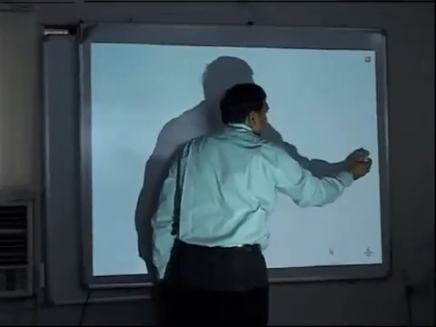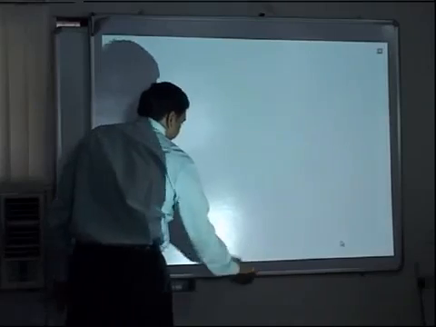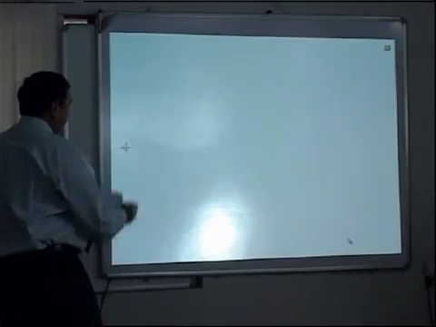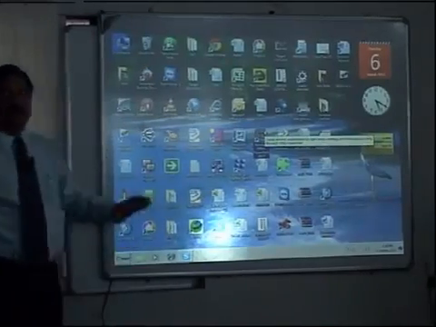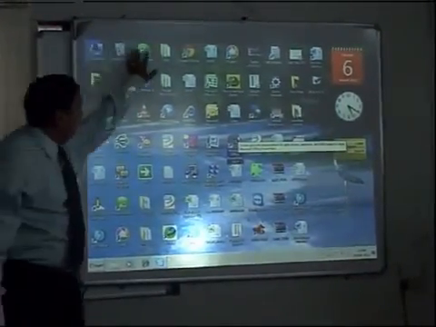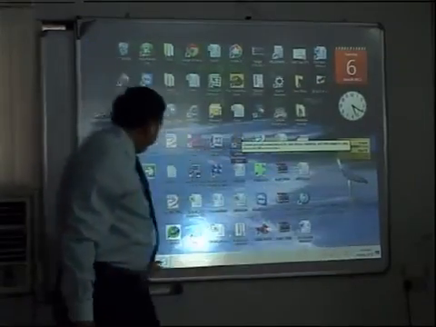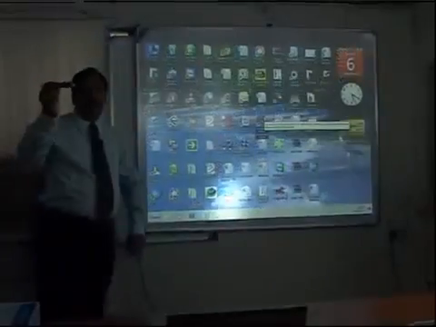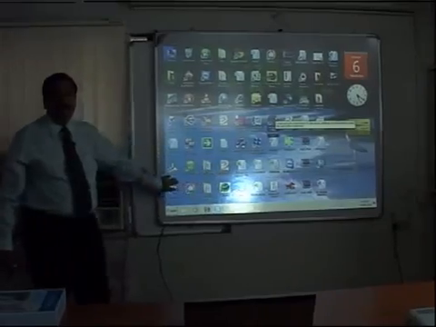1, 2, 3, 4, 5, 6, 7, 8, 9. So this is called 9-point calibration. So this area from here to this end, this projection area is already calibrated. With the help of this electronic pen, you can control the entire computer from here.